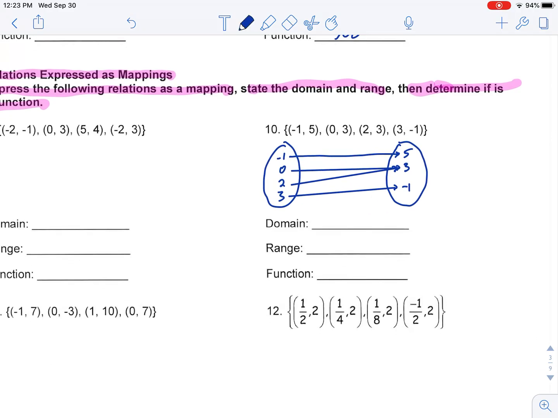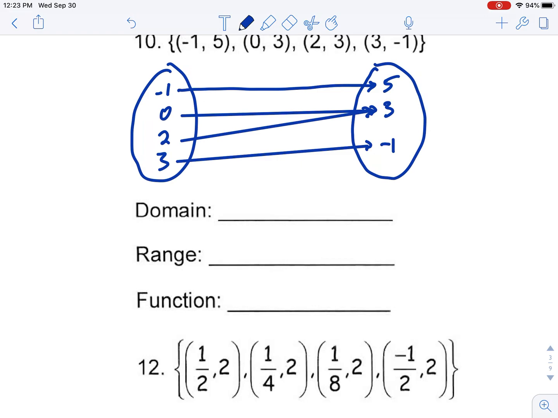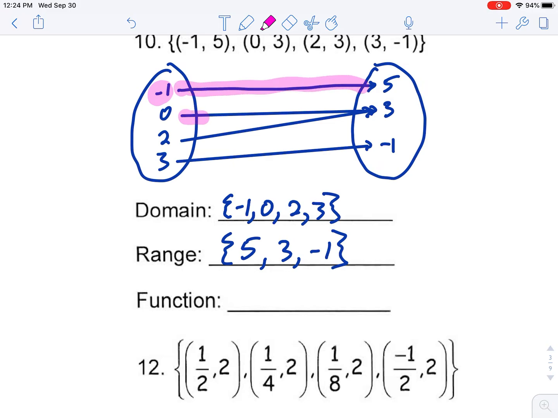Okay, so domain. Domain is really the first oval. So it's -1, 0, 2, 3. Range is the second oval, 5, 3, -1. Is this a function or not? Now, this is a type of problem that does confuse a lot of students. The rule is you cannot use the same x value twice. So no x value can have more than one arrow coming from it. One arrow, one arrow, one arrow, one arrow. So the answer is yes, this is a function.